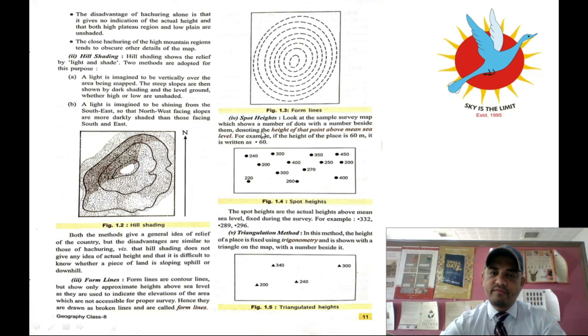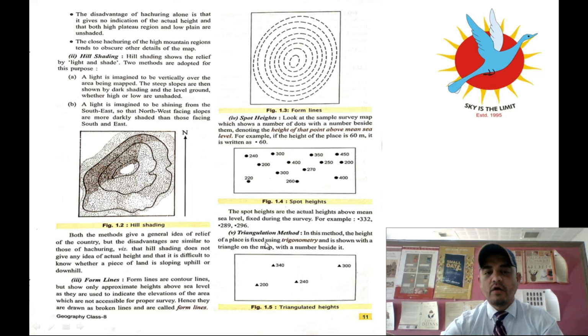On the topographical sheet or on the survey sheet, in the same sequence, they show the spot height. Now this spot height, for example spot 240, spot 300, spot 400, spot 270. On the topographical map, it shows certain points, certain exact areas' height above the sea level.